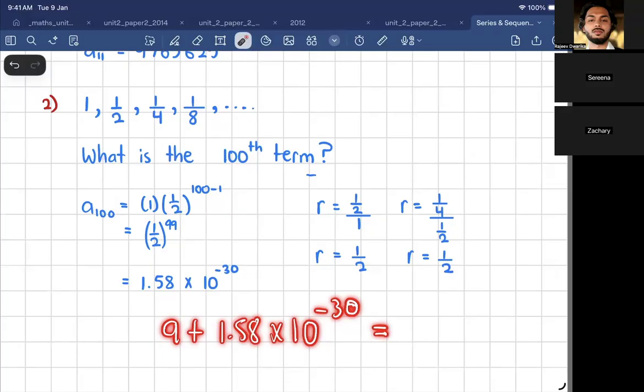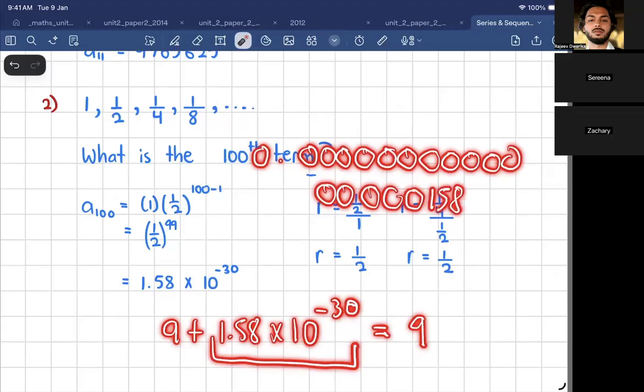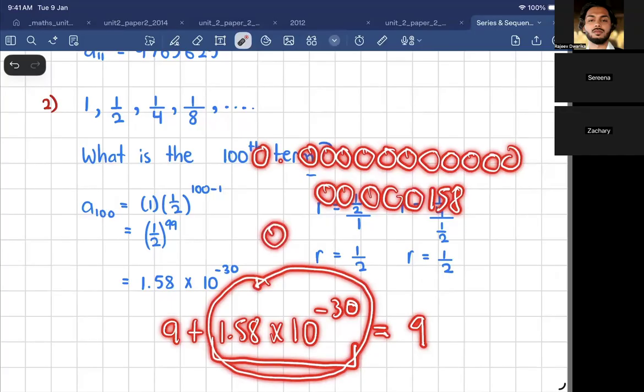Zachary, what do you think the answer would be, practically? Like still zero. It'll be 9. Because remember, that's 0.0000000000000. It's going to keep going 29 times until it reaches 158. For all we know, this is effectively what? Zero. This is effectively 0. 9 plus 0 is 9.